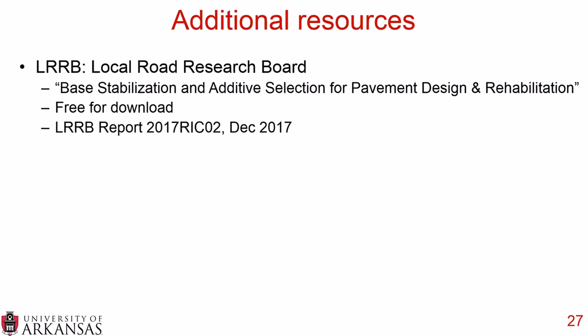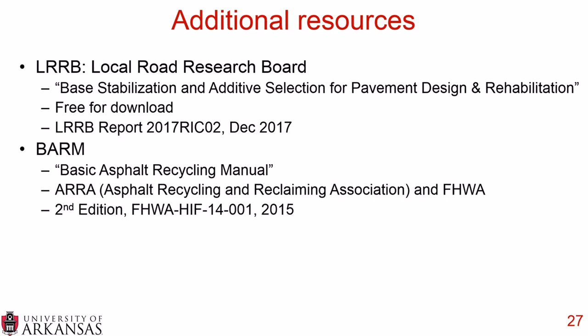So if you search LRRB Report 2017 RIC02, that is an I between the R and the C. I is an Ivan, not a 1. So 2017 RIC02, it was produced in December 2017. We'll talk about the BARM, which is the Basic Asphalt Recycling Manual. This is put out by ARRA, the Asphalt Recycling and Reclaiming Association, and FHWA, Federal Highway Administration. And I point you toward the second edition, which can be found by searching FHWA HIF 14001. And this was put out in 2015.